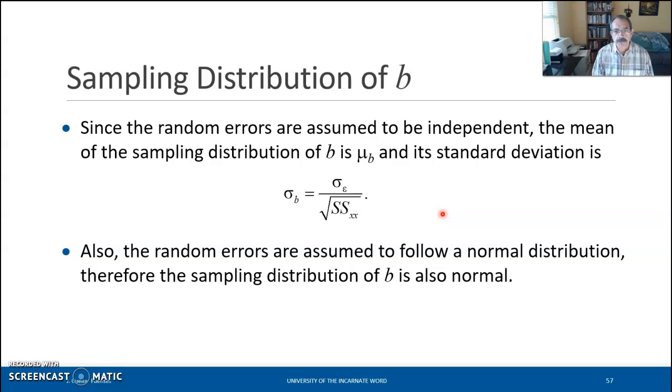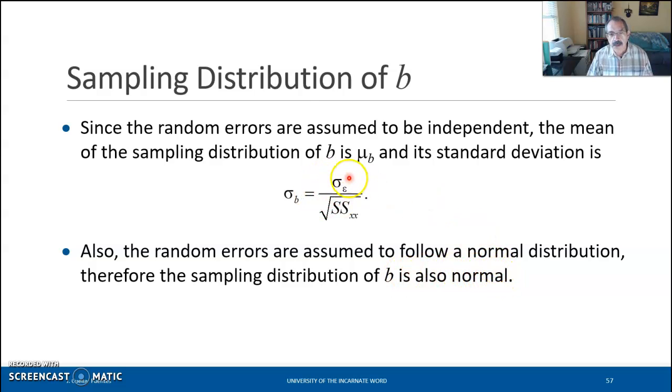So in this case, as long as the random errors are independent, the mean of the sampling distribution of b is mu sub b, and the standard deviation is given by this expression, which is the square root of the variance of the errors divided by the sum of squares of x. Now, the random errors are assumed to follow a normal distribution. Therefore, we can say that the sampling distribution of b is also normal.